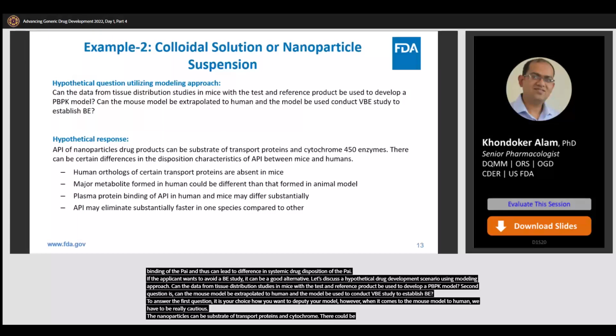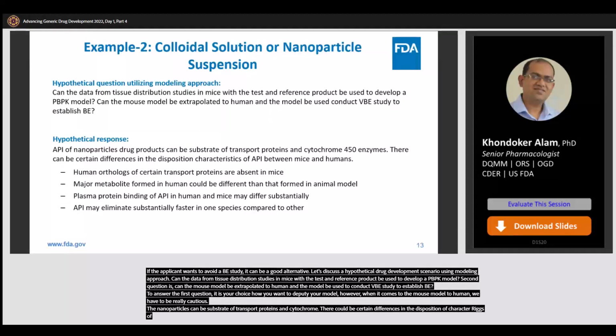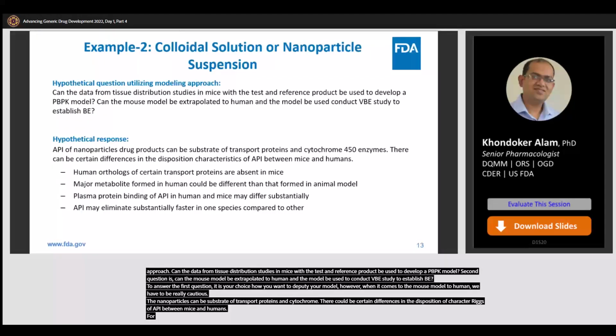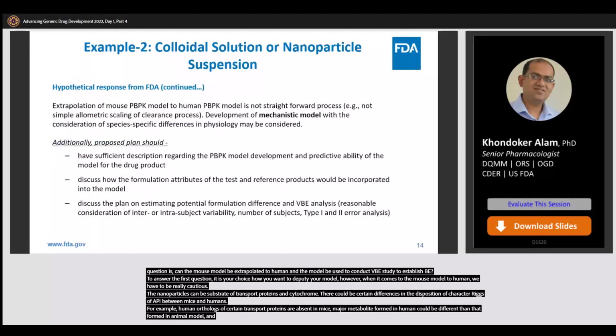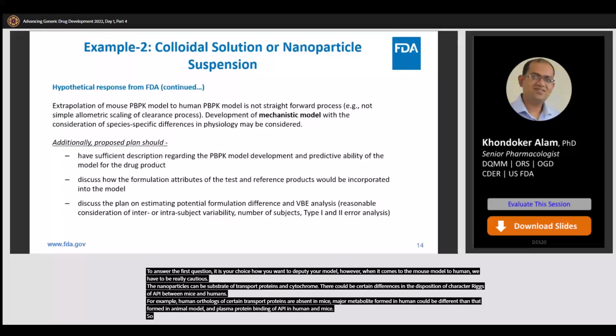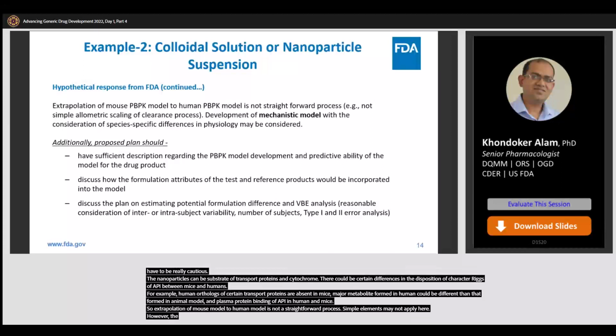For example, human orthologs of certain transport proteins are absent in mice. Major metabolizing enzyme formed in the human could be different than that formed in the animal model. Plasma protein binding of API in human and mice may differ substantially, and API may eliminate substantially faster in one species compared to others. So extrapolation of mouse PBK model to human PBK model is not a straightforward process. Simple allometric scaling may not apply here. However, the approach may be viable if you develop a mechanistic model which can account for specific differences in physiology.